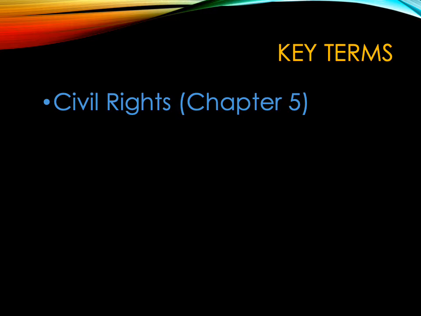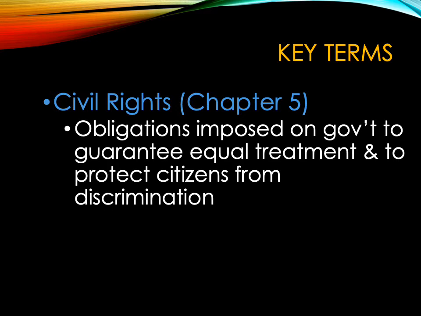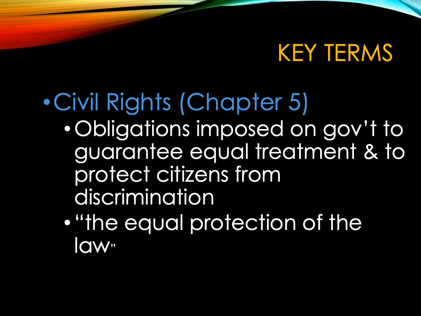Now, in Chapter 5, we'll be learning about civil rights. And civil rights are different than civil liberties, but of equal importance. So what's the difference between civil liberties and civil rights? Well, civil rights are the obligations that are imposed on government to guarantee equal treatment and to protect citizens from discrimination. In other words, civil rights are the demand that we place on government to ensure that everybody is treated equally in the eyes of the law. That they're not treated differently because of the color of their skin or because of their gender or because of their ethnicity or age, but they have equal protection of the law.